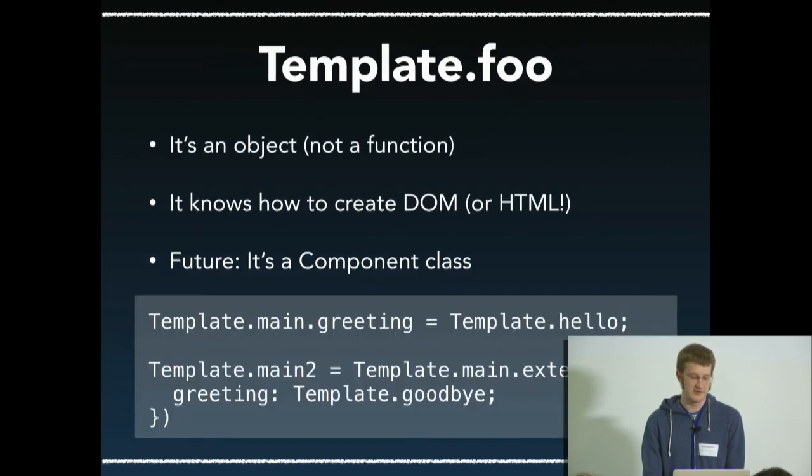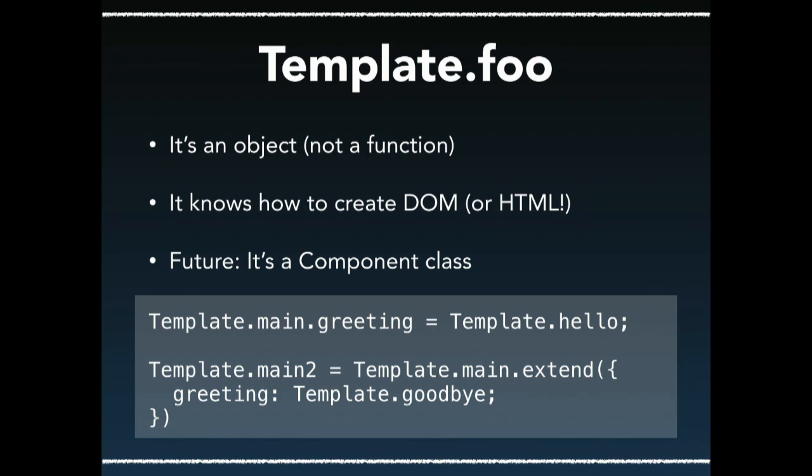So template.foo, one of the big changes, is no longer a function. It's not a function that returns HTML. It's some sort of object that knows how to create HTML. It knows how to create DOM. And we're not committing to too much about template.foo, except that it does continue to support all the APIs you use: template.foo.events, .helpers, .created, all that stuff. But under the hood, we're working towards a future where it's a component class and where that's what it really is. And I've got some code examples of things that you can't currently do in the release code.